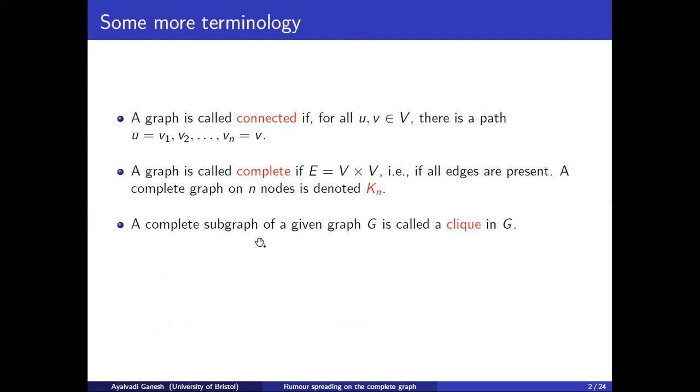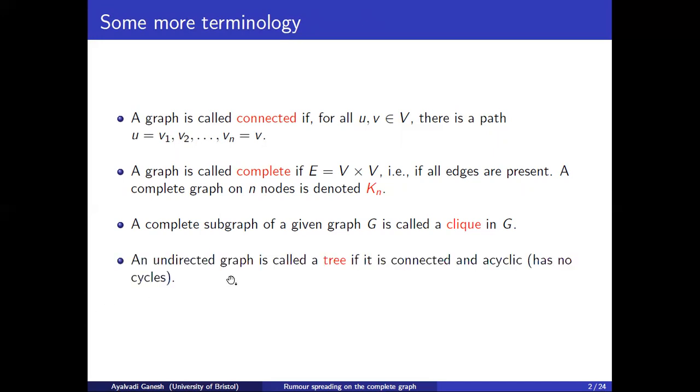A complete subgraph of a given graph is called a clique. So a clique is a collection of vertices within a graph where for every pair of vertices, there's an edge between them. The name is revealing. So if you think of your graph as a social network, the vertices as individuals and an edge between two vertices as denoting that they know each other, then a clique is a group of individuals who all know each other.